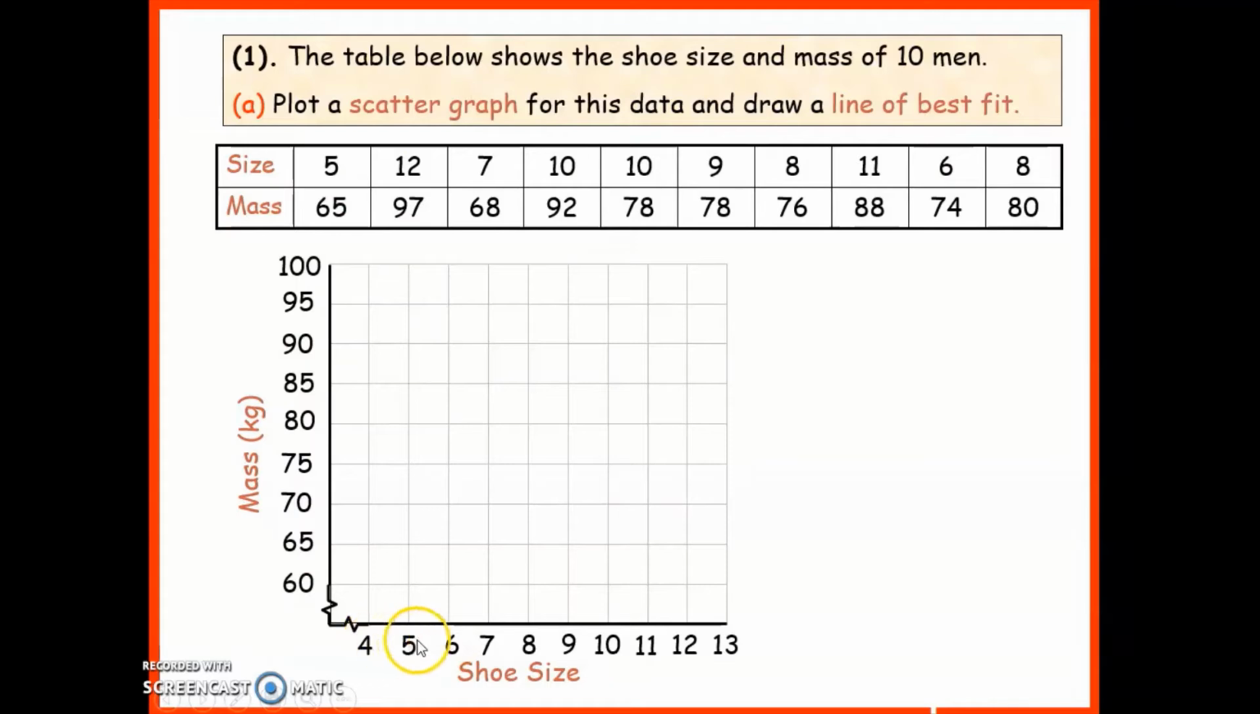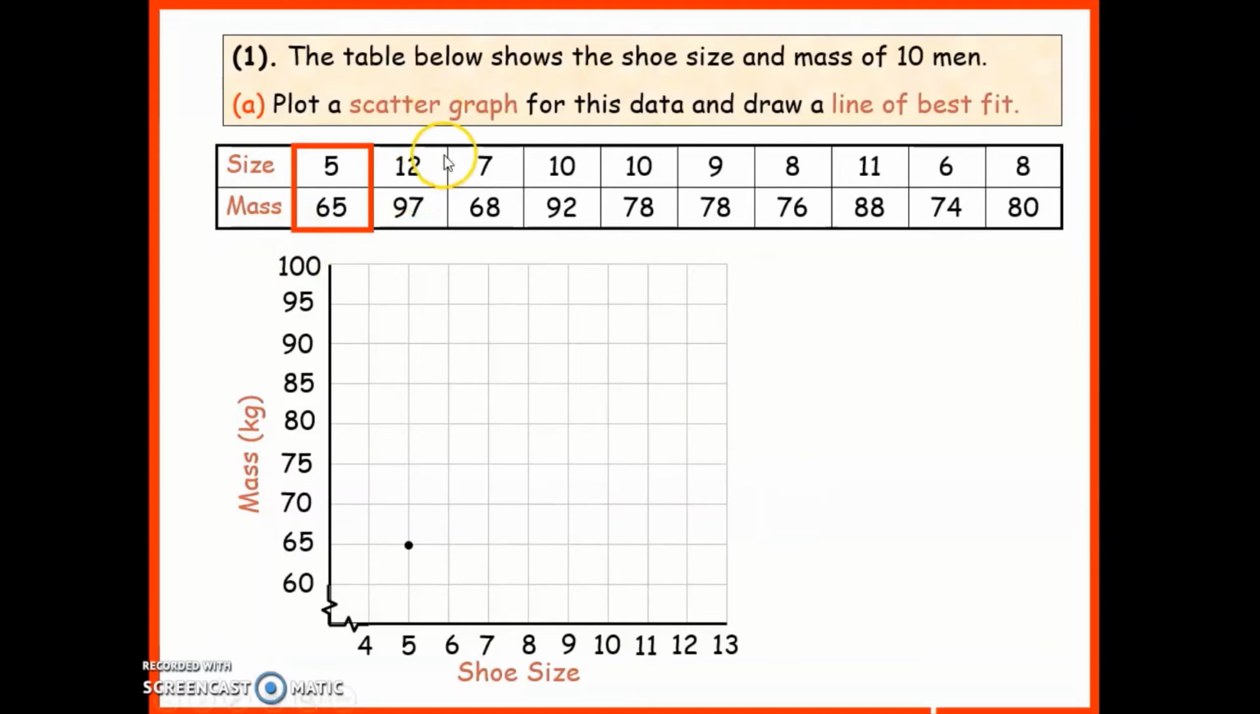Notice that the axes are already labeled, and we've put one variable along the x-axis, one variable up the y-axis. The first man has a shoe size of 5 and a mass of 65. So I'm going to go along to 5, go up to 65, and place my first scatter point. You can use crosses or you can use dots for your scatter point. It's just personal preference, really.